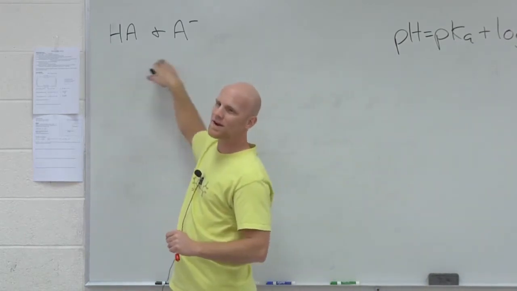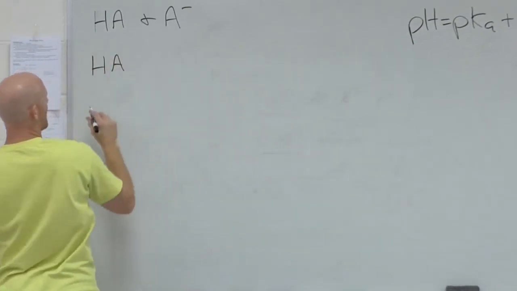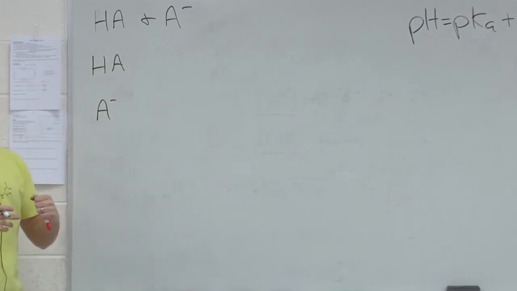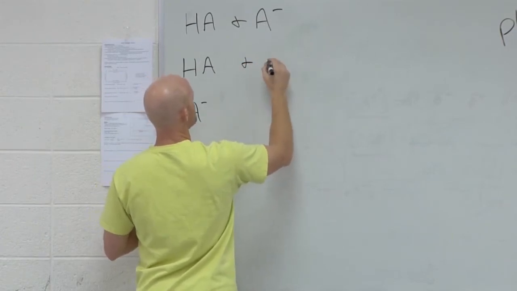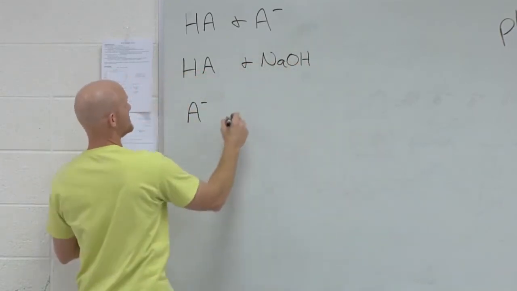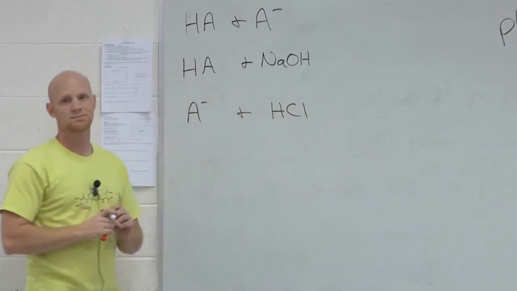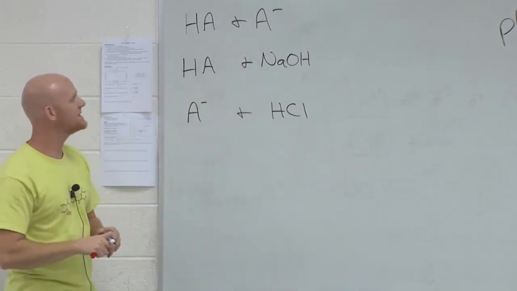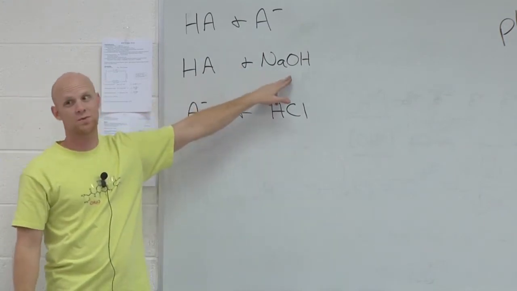But that's not the only way to make a buffer. You can actually use only weak acid to start and only weak base to start, and then instead of adding the conjugate, just add something strong. In this case, I might add any strong base, like say sodium hydroxide. And in this case, I might add any strong acid, say like HCl. Again, any strong base or any strong acid would have worked here. And the idea is this. HA, here's a weak acid. NaOH is a strong base. What do we know about a strong base?